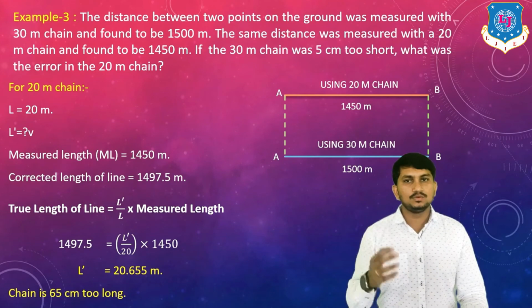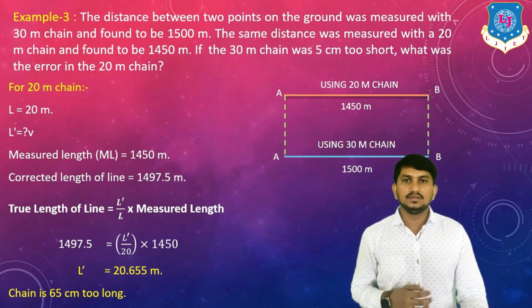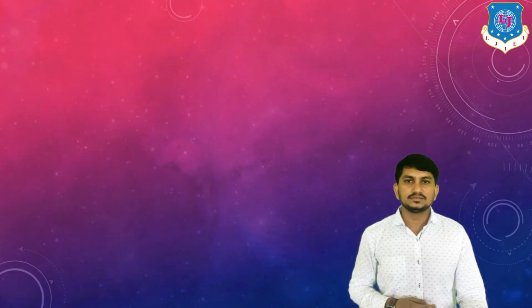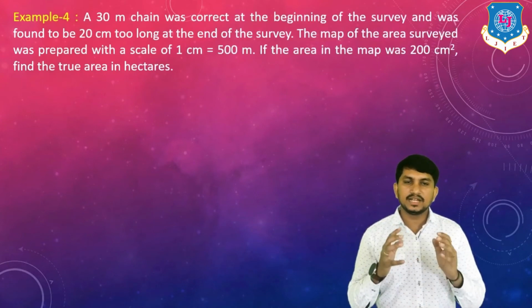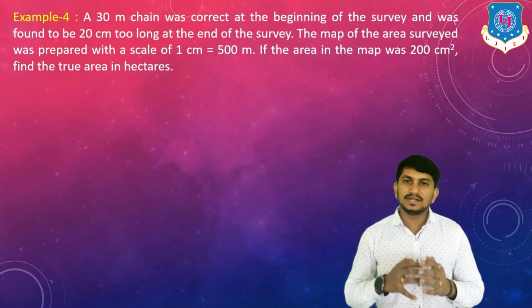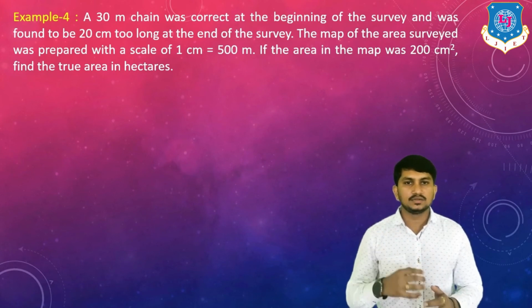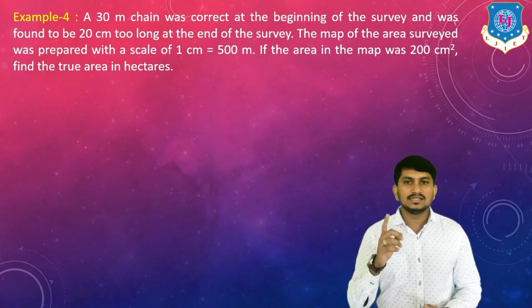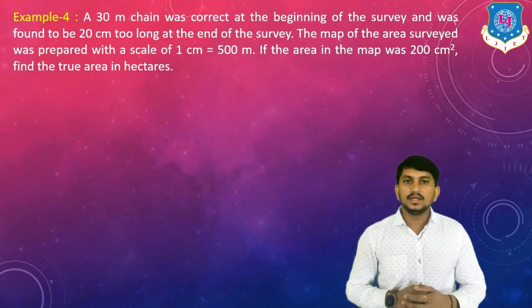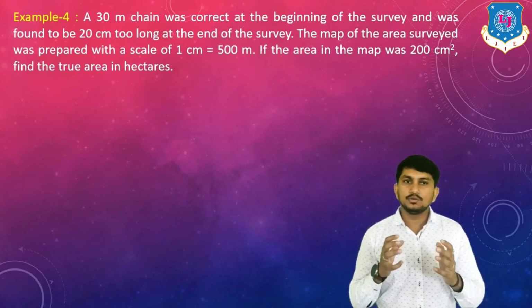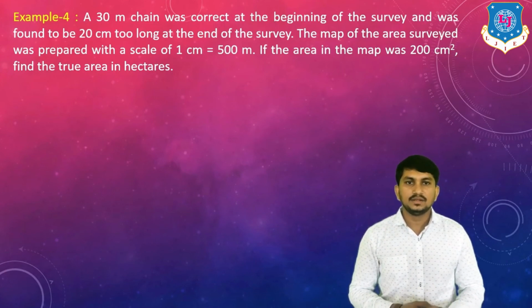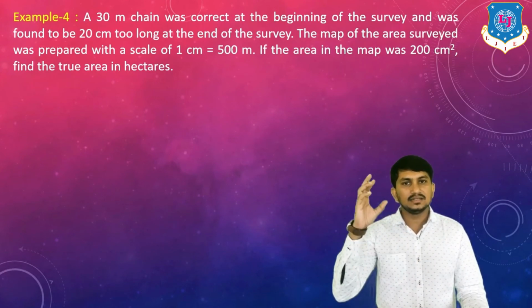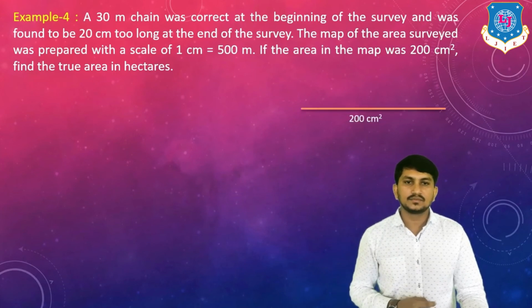Now let's move to the last example of today's lecture, which is: a 30-meter chain was correct at the beginning of the survey and was found to be 20 centimeter too long at the end of the survey. The map of the area surveyed was prepared with a scale of 1 centimeter is equal to 500 meters. If the area of the map was 200 centimeters square, find out the true area in hectares. We can understand this example by one figure.